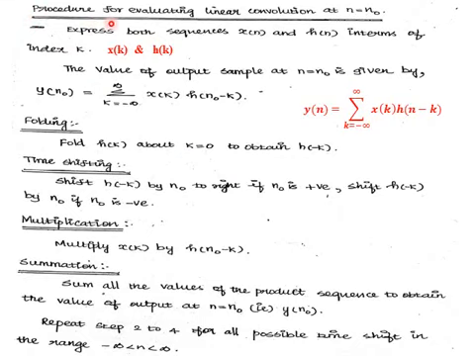Next, we'll look into the procedure for evaluating linear convolution at n equal to n naught. To start with, we'll first recall the formula to find the convolution. It is given by y of n equal to summation k equal to minus infinity to infinity x of k h of n minus k.